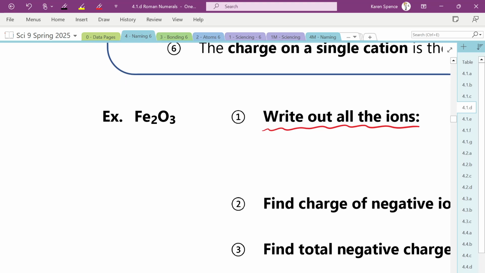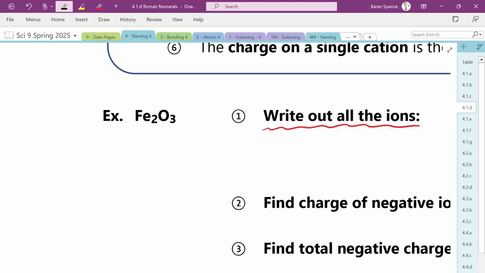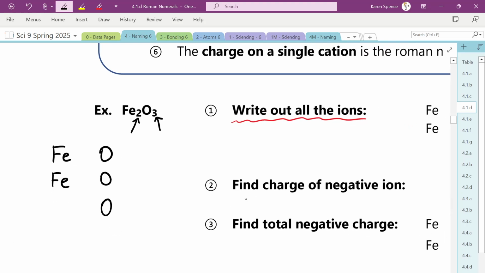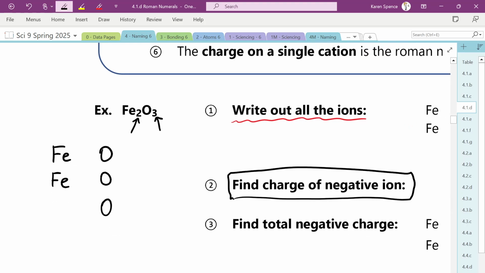Step number 1 is we're going to write out all of the ions. Okay, so it's done over on the right, but I'm going to show you in real time here on the left. So we have how many irons? 2. So I'm going to write out Fe, and a second Fe. So 2 Fe's. How many O's do we have? We have 3. So we're going to write out O, O, O.